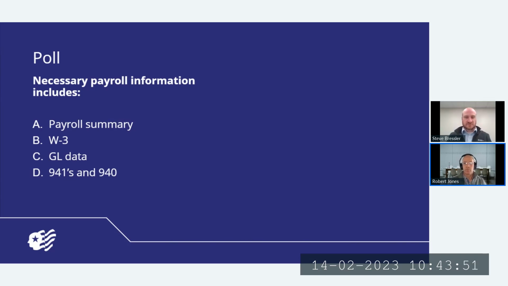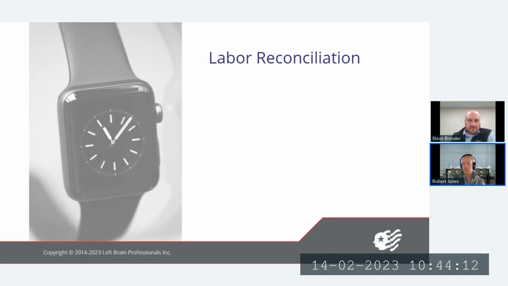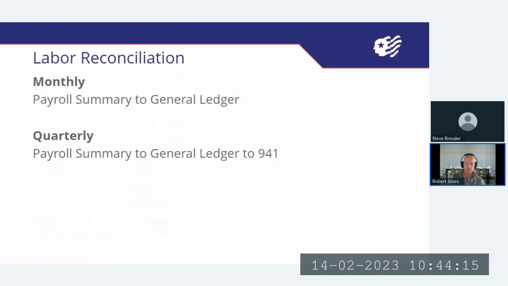When we talk about the payroll information, while the DCAA ICE model only references the 941s, as I was saying before, and we'll talk about here in just a moment, all of these other data points are very helpful in being able to do a full reconciliation. All right, and with that, we go right into our conversation on labor reconciliation.